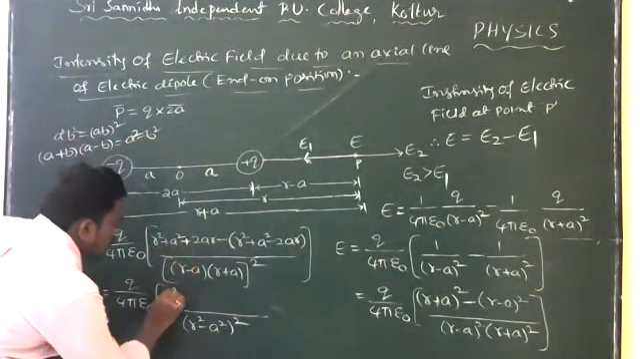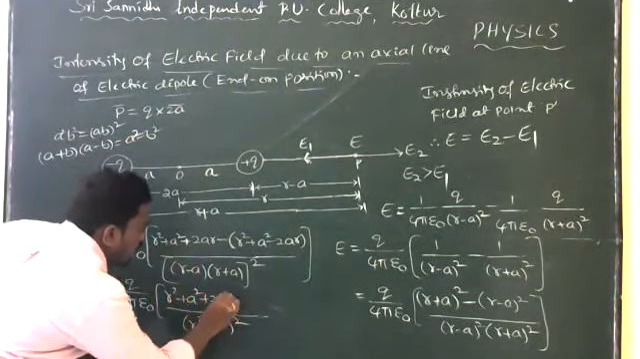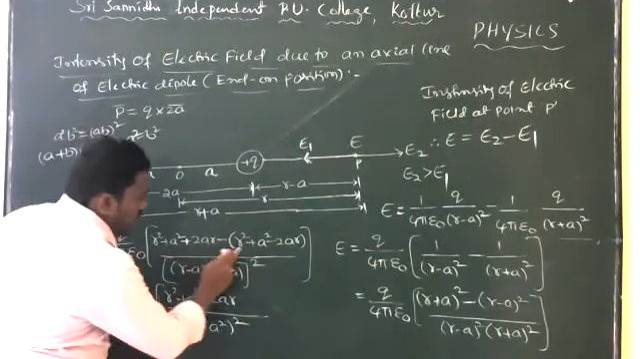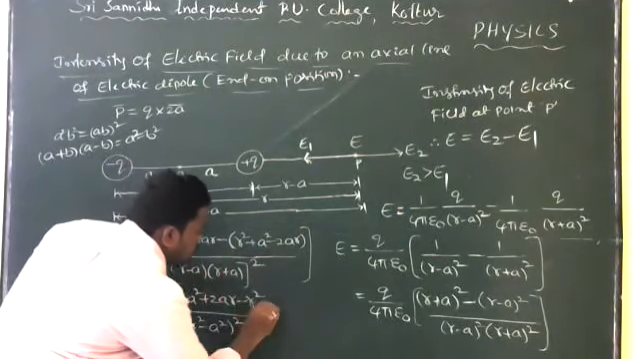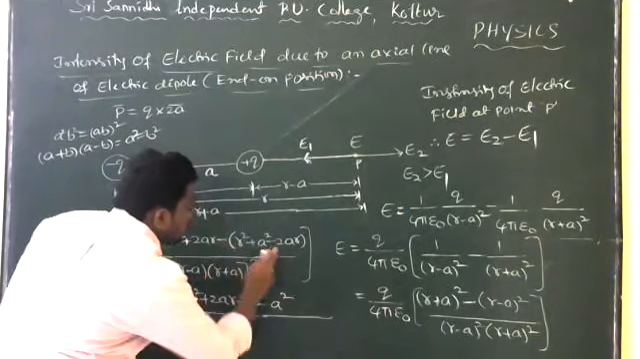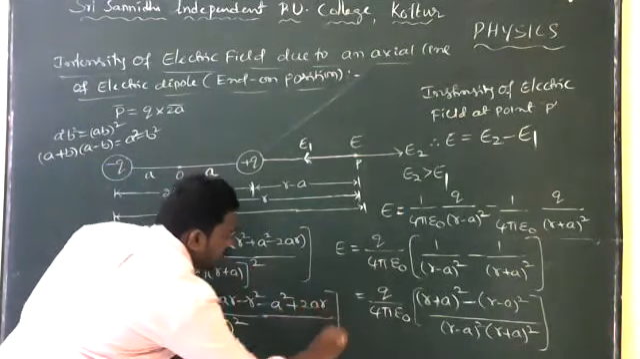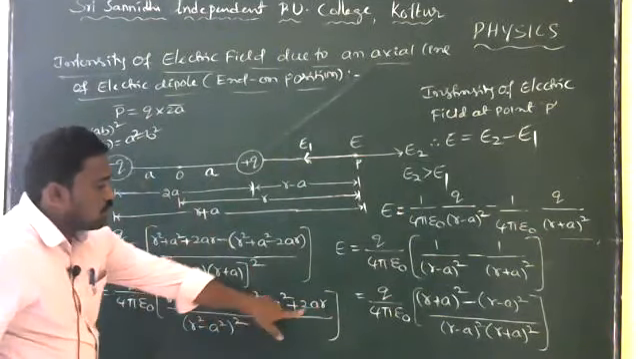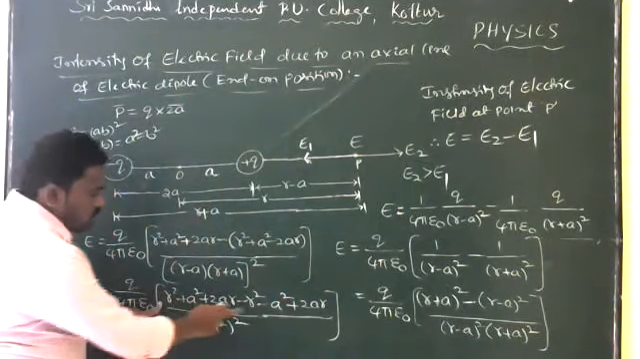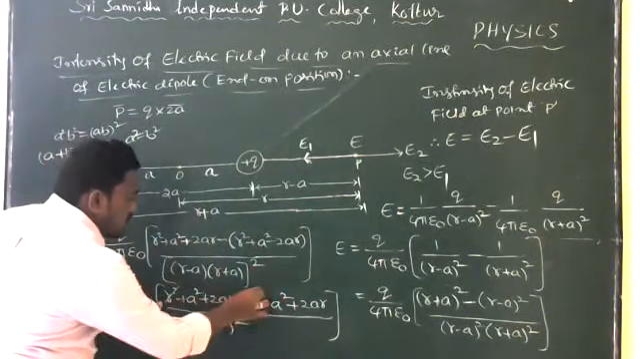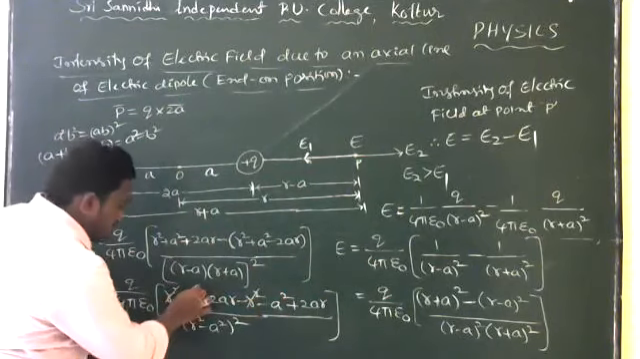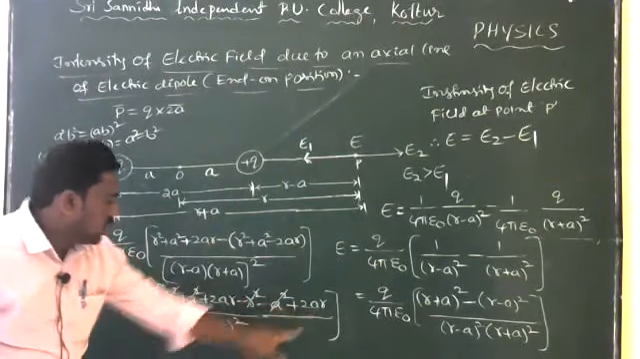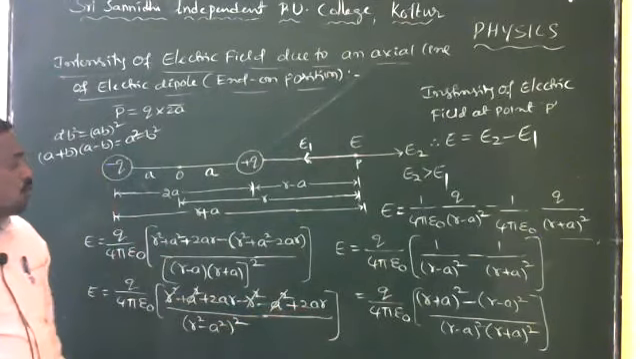So now, by using this one, (R² + A² + 2AR) minus (R² + A² − 2AR): multiplied by the minus, so minus R², minus into plus, minus A², and minus into minus, plus 2AR. So we get R² + A² + 2AR − R² − A² + 2AR. Here plus R² and minus R² cancel, plus A² minus A² also cancel. The remaining value is 2AR + 2AR, which is equal to 4AR.